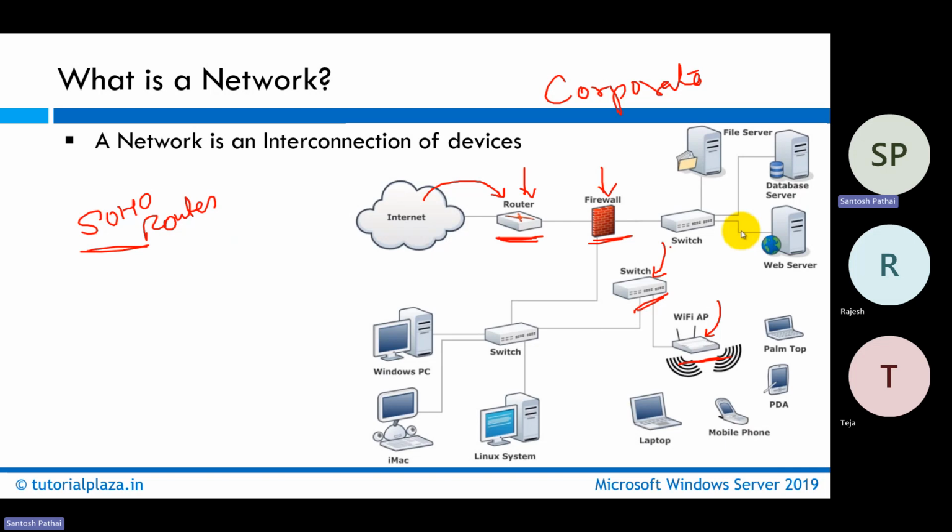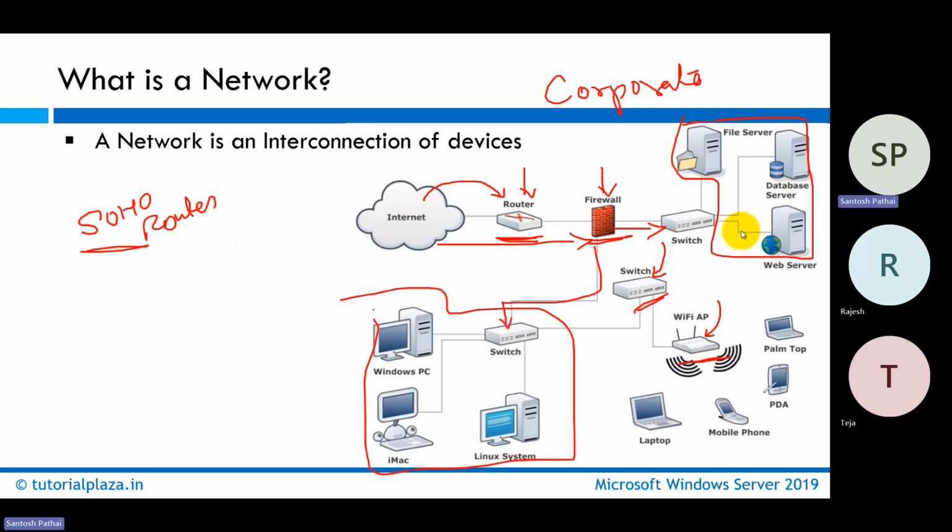So here we can see we have a router, then we have a firewall. The firewall is connected to a switch where you have your servers. Then you have another switch where you have your cable network. Then another switch is connected to an access point, and you have your wireless devices. So this is how generally a corporate network is designed.